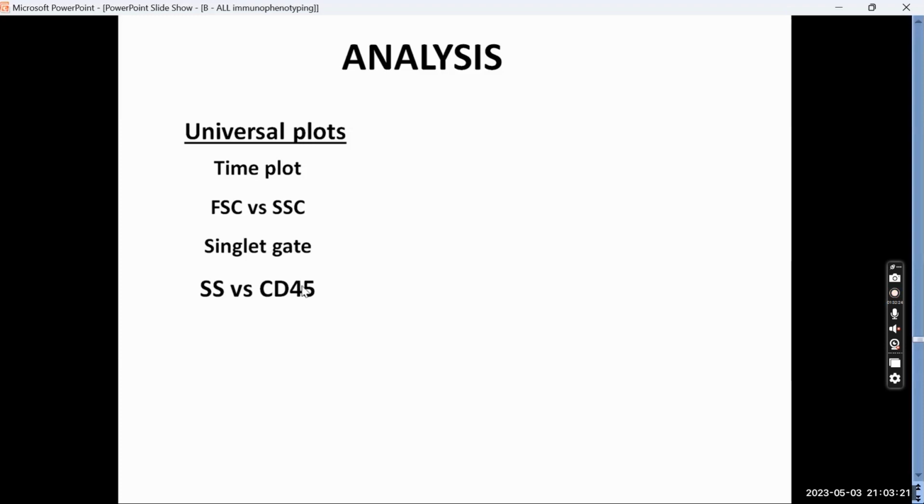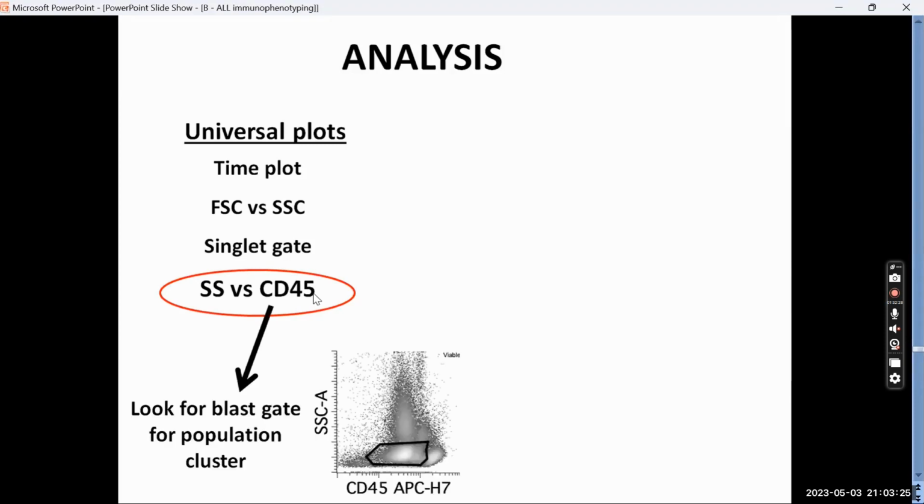Then the fourth gate is a very important gate, that is side scatter versus CD45. With that, you search for this population, CD45 from this moderate area to the negative area, completely. Look for the blast gate for any population cluster. You see here, the population is clustered. This is a density plot, and there's a cluster of population lying exactly in this blast gate. You get them. So this is called a region, selecting this population.